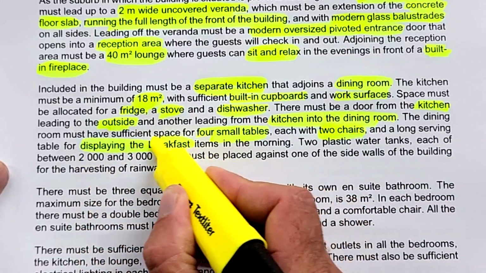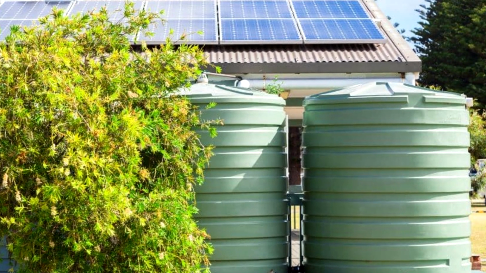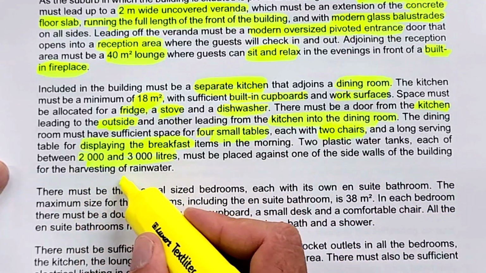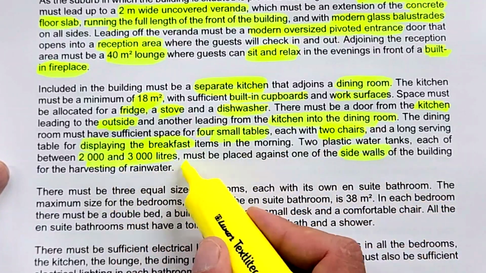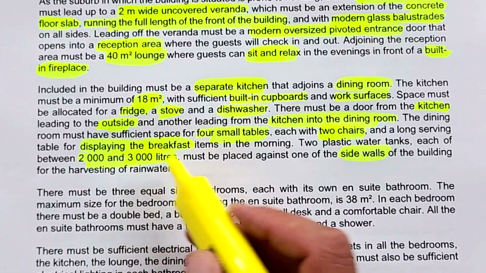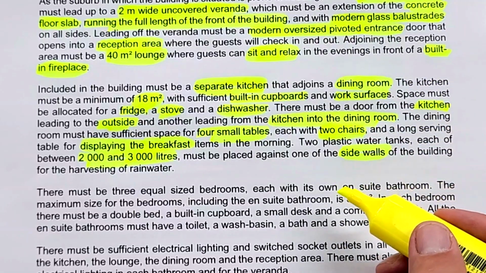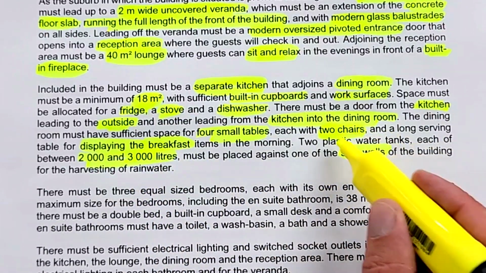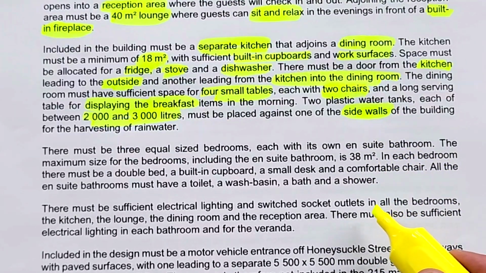So a display table needs to fit in there, and then 2 plastic water tanks, each between 2,000 and 3,000 liters, must be placed against one of the side walls of the building for the harvesting of rainwater. So important here, this side wall, because these 2 tanks, if you look further on in the 2-point perspective when we get to that tutorial, must be visible in your 2-point perspective. So if it's on the back wall, it won't be, because you're going to be looking at that home from the front. So make sure your 2 water tanks are placed on a side wall. So that's just a quick bonus tip there for you.